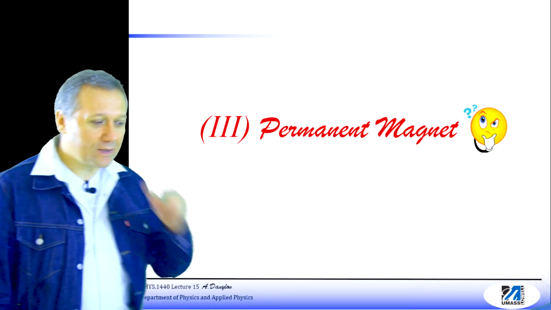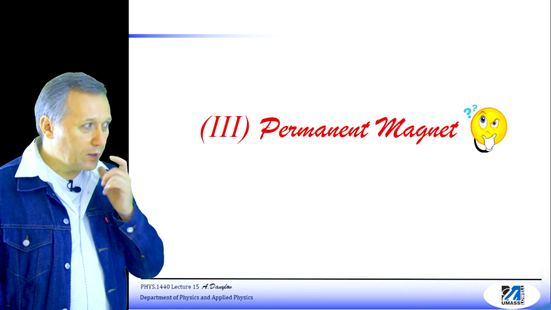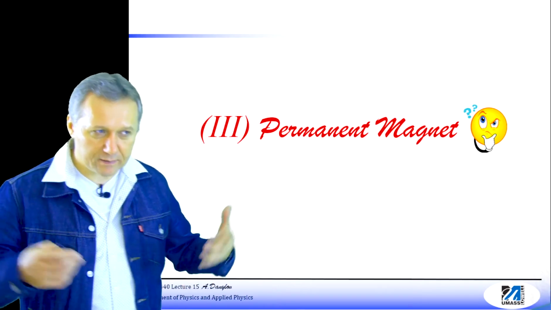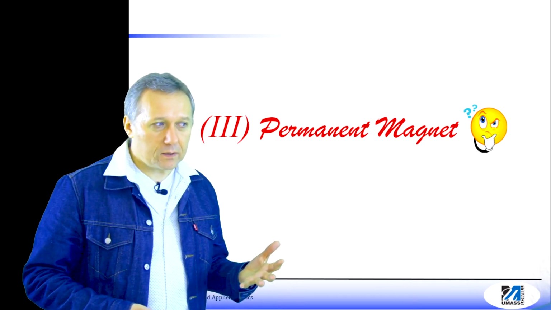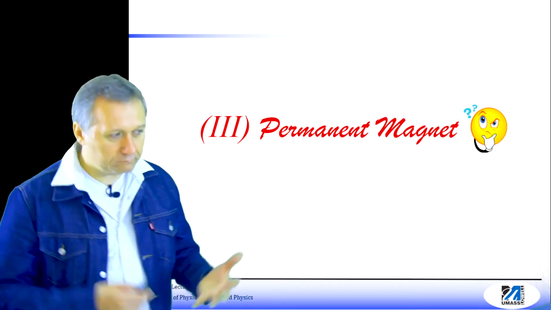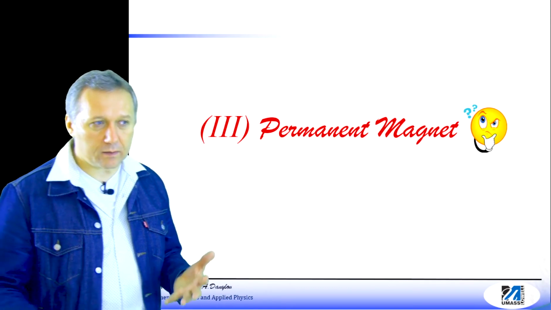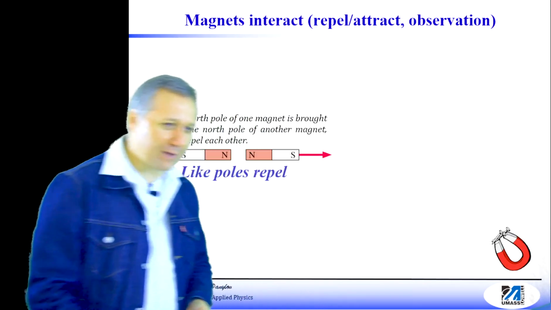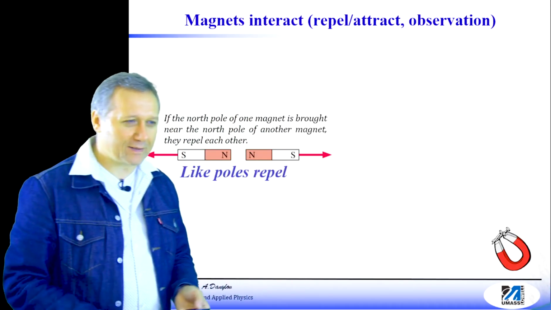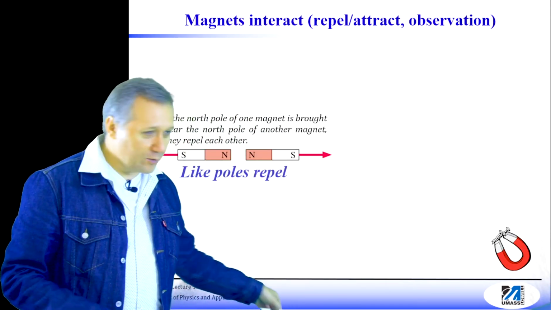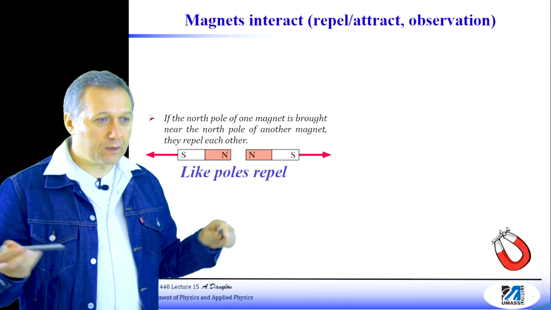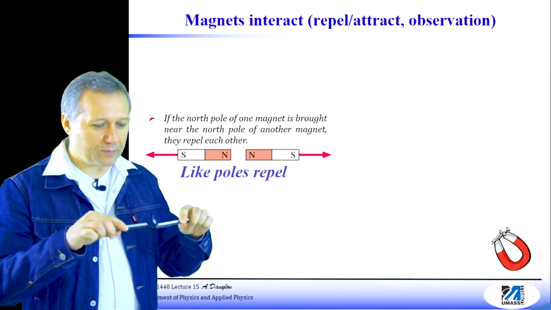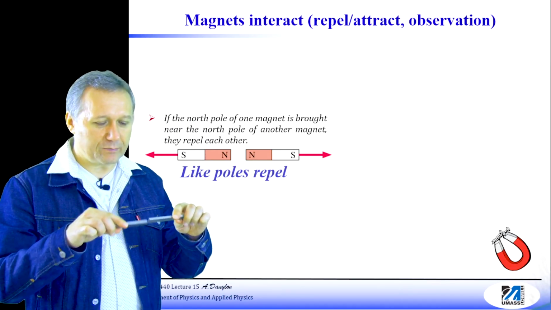use permanent magnets first to discuss some simple observations, then simple facts, and then some basic ideas and conventions. First of all, we all play with magnets. Our fridge is full of magnets. So you know that like poles repel. I have two magnets, which I took from the department. I'm trying to bring them together, and of course they repel.